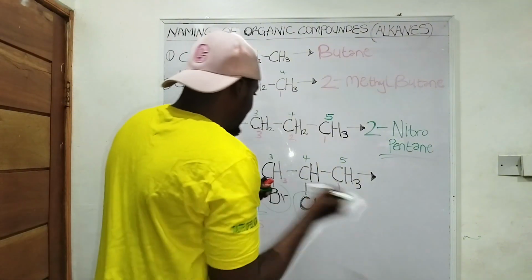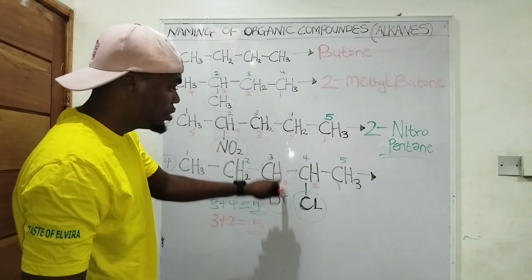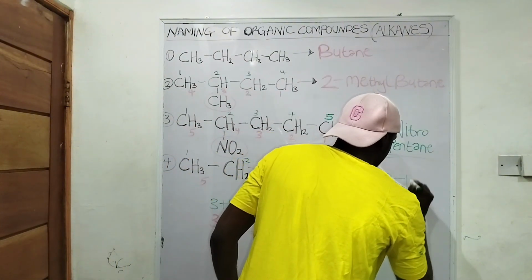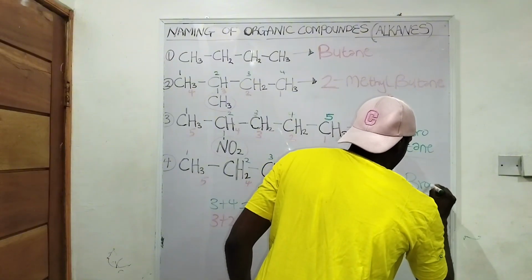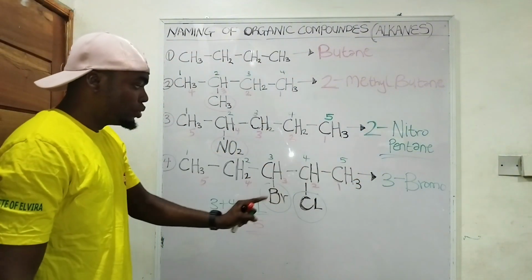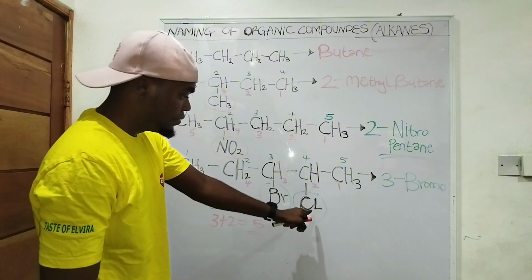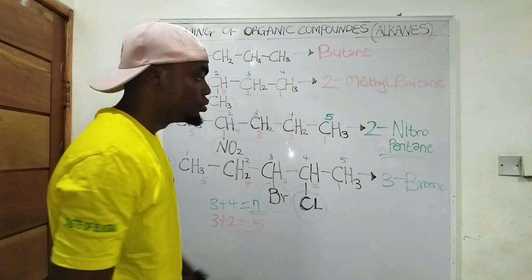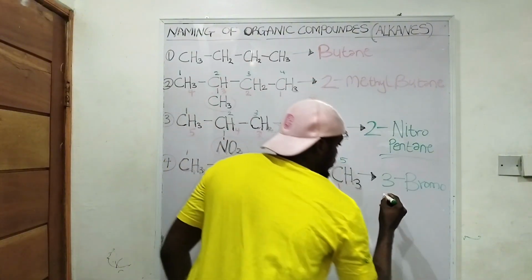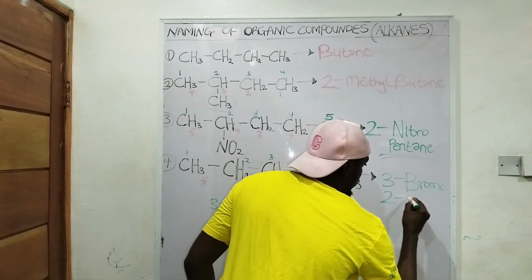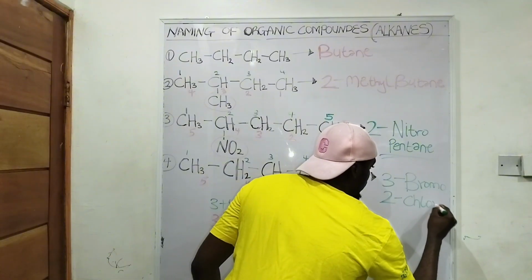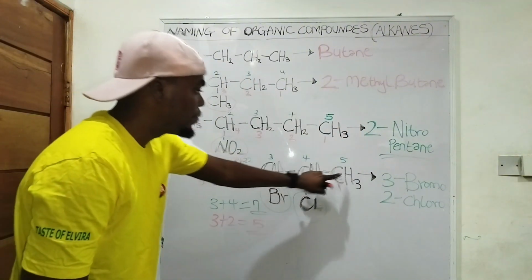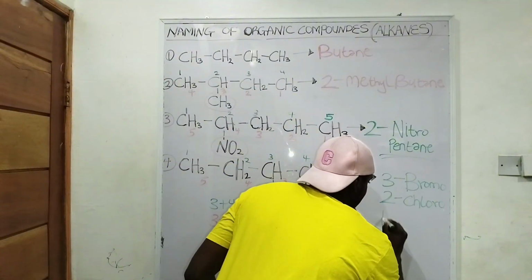So you name it as 3 bromo. So 3 bromo, and then the second substituent is chlorine and is attached to carbon 2. So it's 3 bromo, 2 chloro, and then the parent chain is what? 1, 2, 3, 4, 5. So you add it, pent.